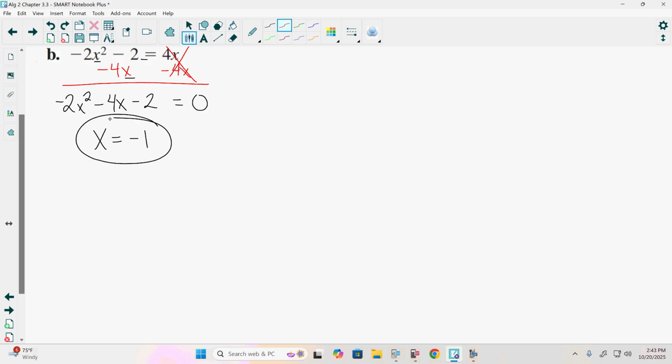Now, because the graph touched the x-axis but did not cross it, that point where it touches the x-axis is called an even multiplicity. There's an even number of zeros at that point. Here, in our case, there's 2. It's telling us that x is equal to -1 and x is equal to -1. We have 2 solutions at that point. They're the same value, but we do have 2.